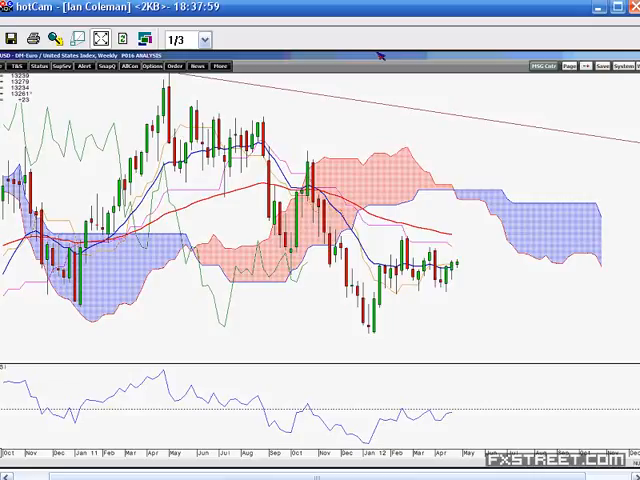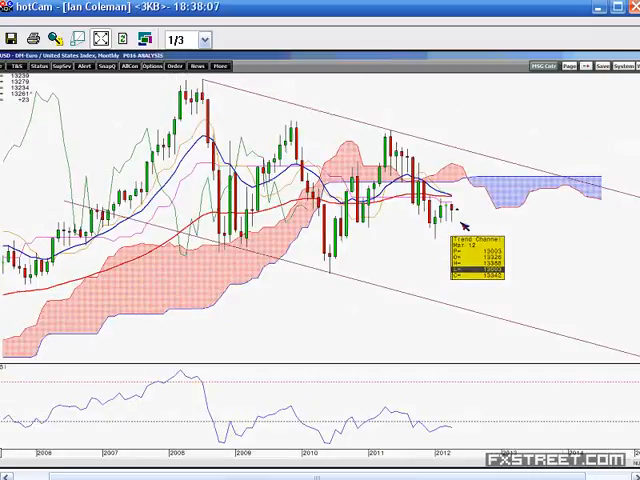Isn't there a support level here? I'll flick this, there's a support level here. Yes, definitely where the pin bars are finished. There's also a resistance level here to the top side.